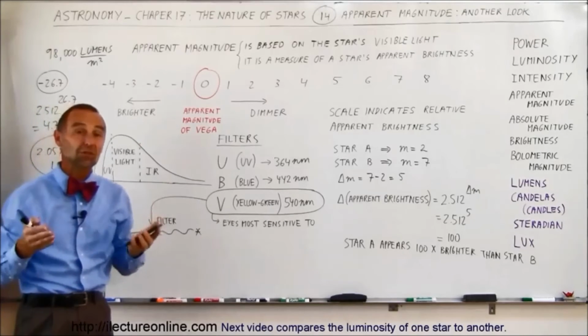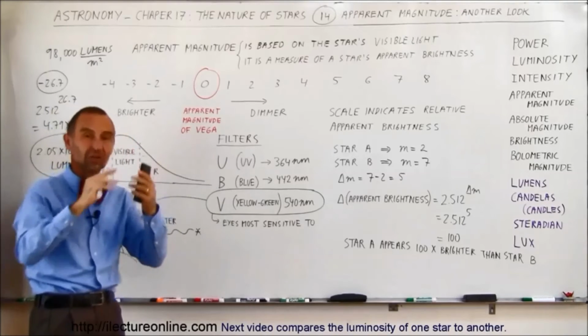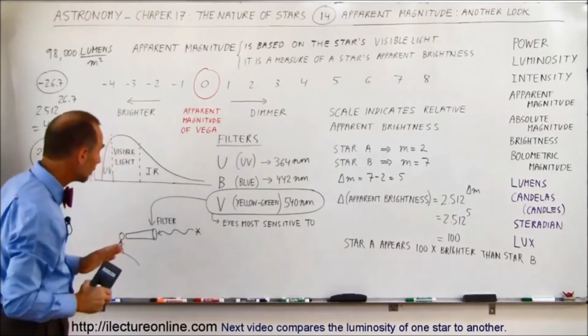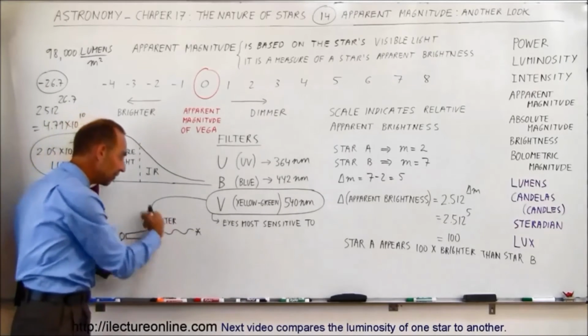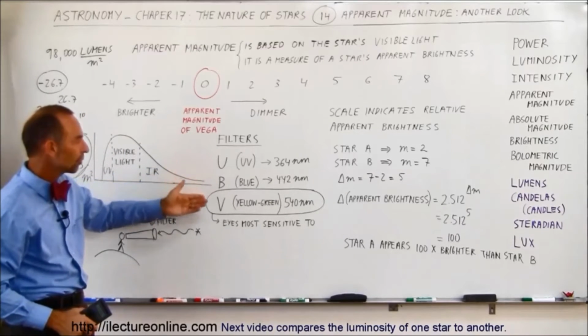Now, how do we actually measure the apparent brightness of a star? It's not like we look at it and estimate, saying, I think that star is about this bright. What we actually do is take a telescope and put a filter on it. We have different kinds of filters. For example, we have a U filter, a B filter, or a V filter.